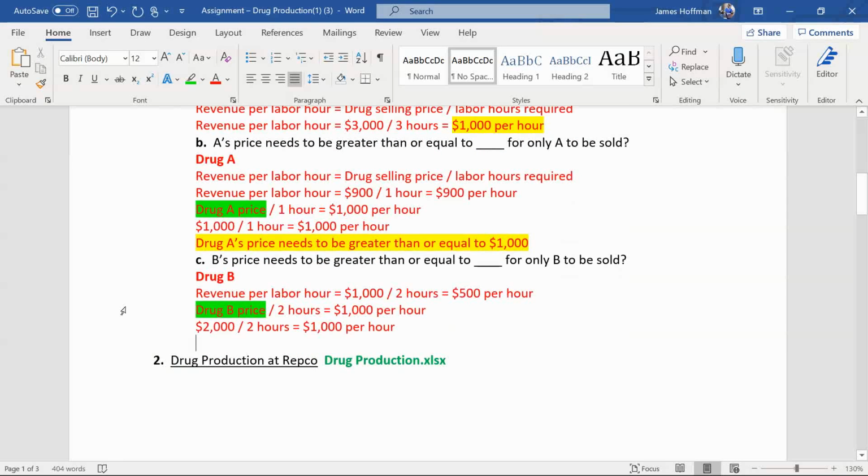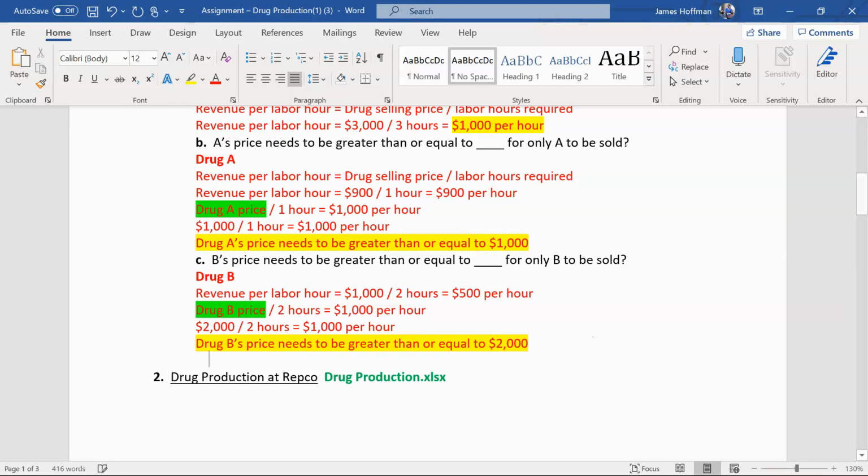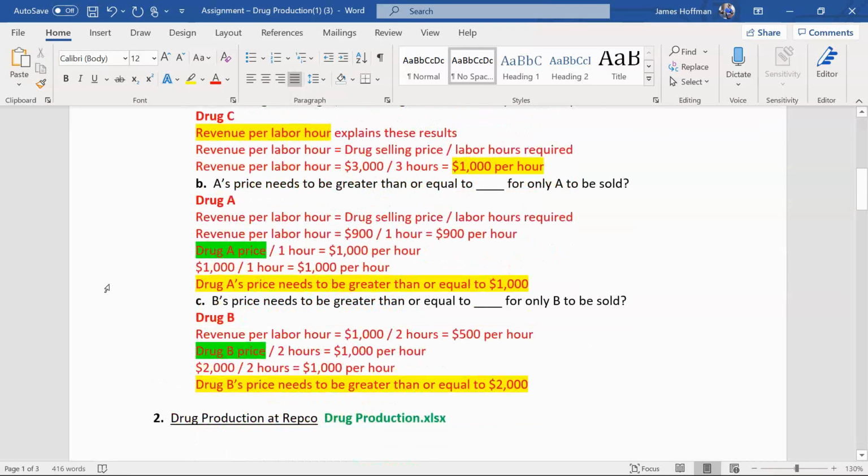Okay, so the answer for part C is to state that drug B's price needs to be greater than or equal to 2,000 for it to be sold. Okay, so that's how you do these problems, and we'll see some more examples.